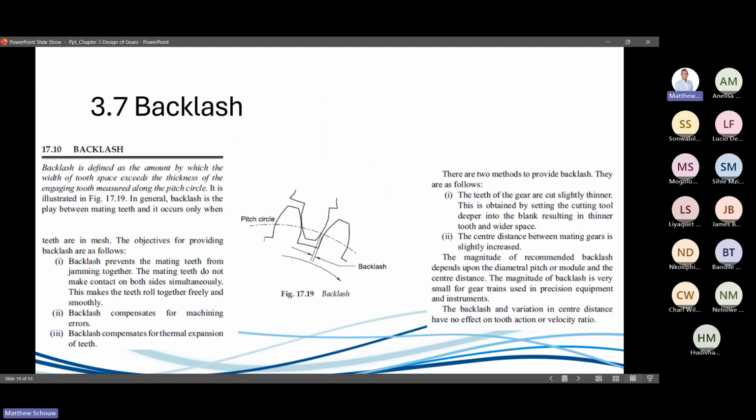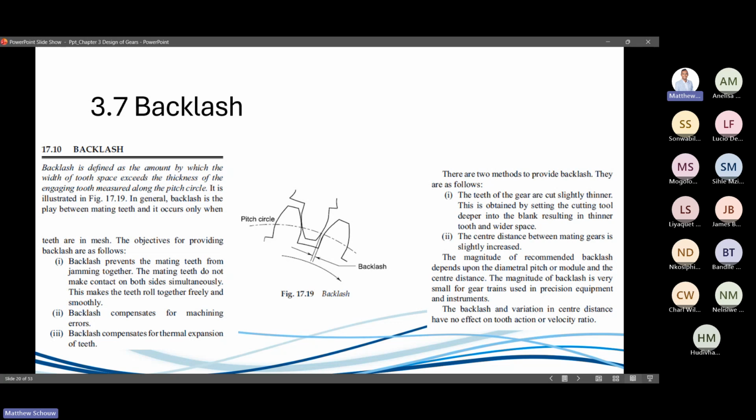Nevertheless, another one, very important, is backlash. It says backlash is defined as the amount by which the width of the tooth space exceeds the thickness of the engaging tooth, measured along the pitch circle. Basically, there's some gap between them, right? In general, backlash is the play between mating teeth, and it occurs when the teeth are in mesh. And it's another phenomenon you're going to want to look at, right?